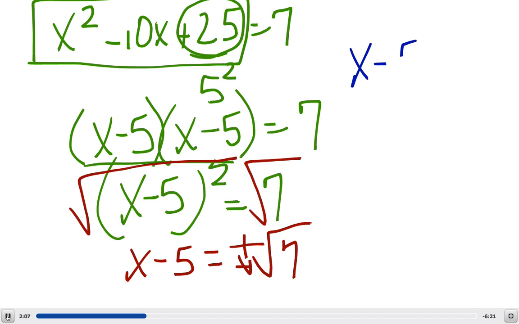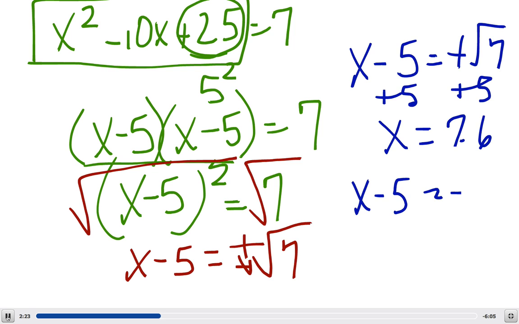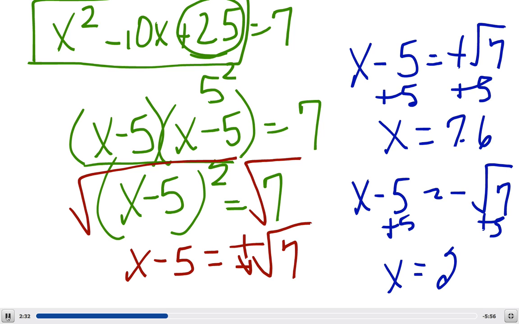I have x minus 5 is equal to the positive square root of 7, and when I add 5 to each side and plug it into my calculator, I'm going to get that x is equal to about 7.6. And when x minus 5 equals the negative square root of 7, and then I add 5 to each side, I'm going to find that x is equal to approximately 2.4.